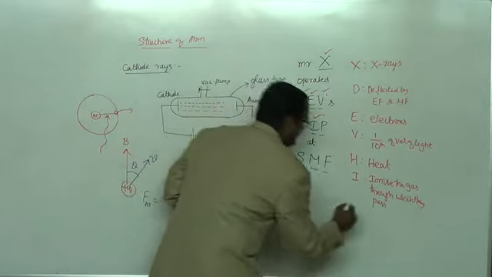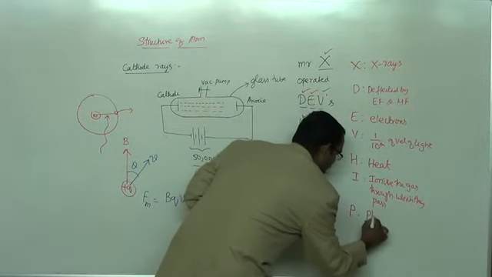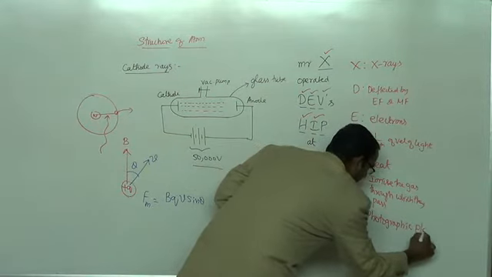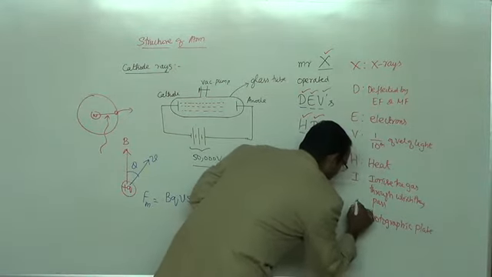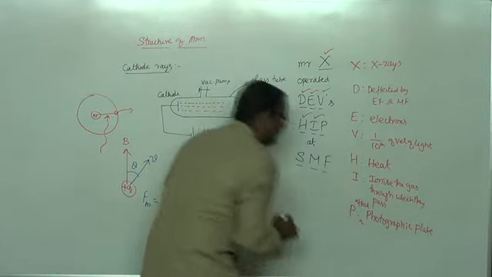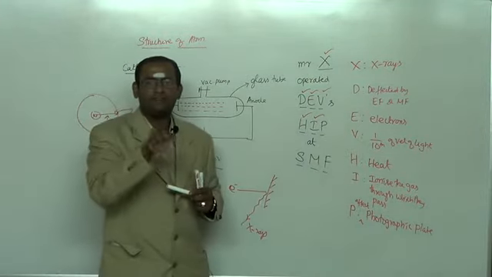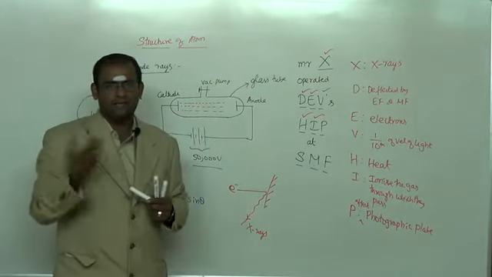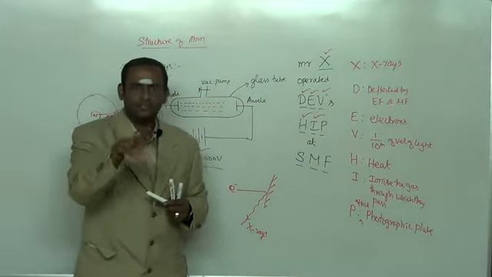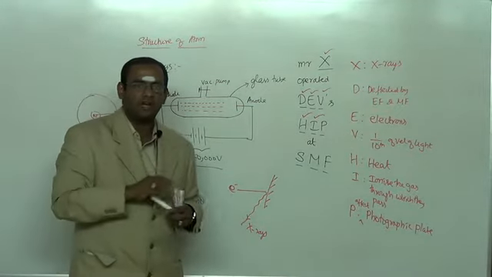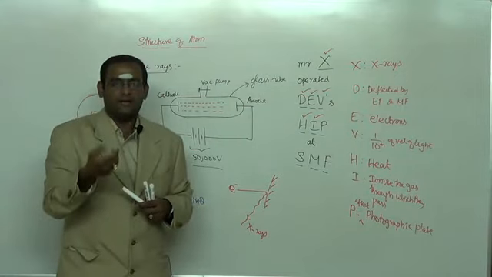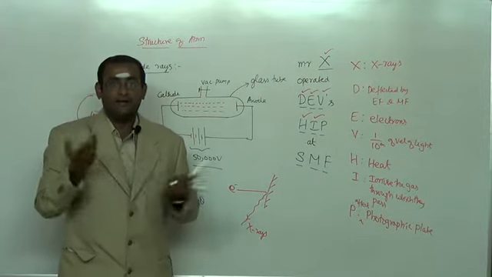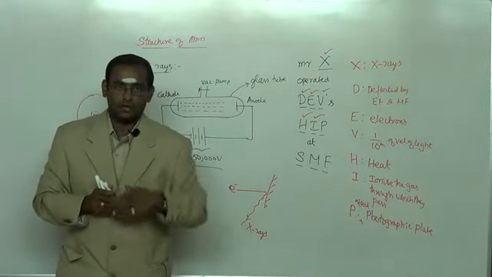Now what does P stand for? P: they affect photographic plate. What do you mean by affect photographic plate? A photographic plate is nothing but a plate coated with some chemicals. Let us not worry about the composition of the chemicals. When these electrons come and fall on the chemical, a chemical reaction takes place, and that reaction will change the property of the plate, and therefore we say it affects the photographic plate.